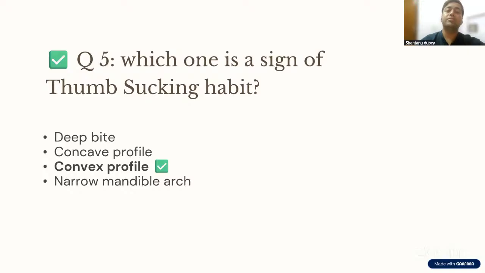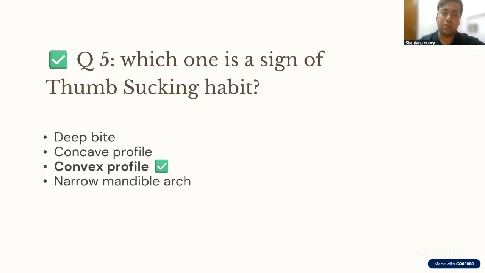Another very important question is about the signs of a thumb sucking habit. I feel this question is very conceptual, and you don't need to mug up the signs of the various habits you encounter, and that is why we have discussed this question. The first option is deep bite. Concave profile is the second option. Third is convex profile, and the fourth is narrow mandibular arch. Remember, narrow mandibular arch.